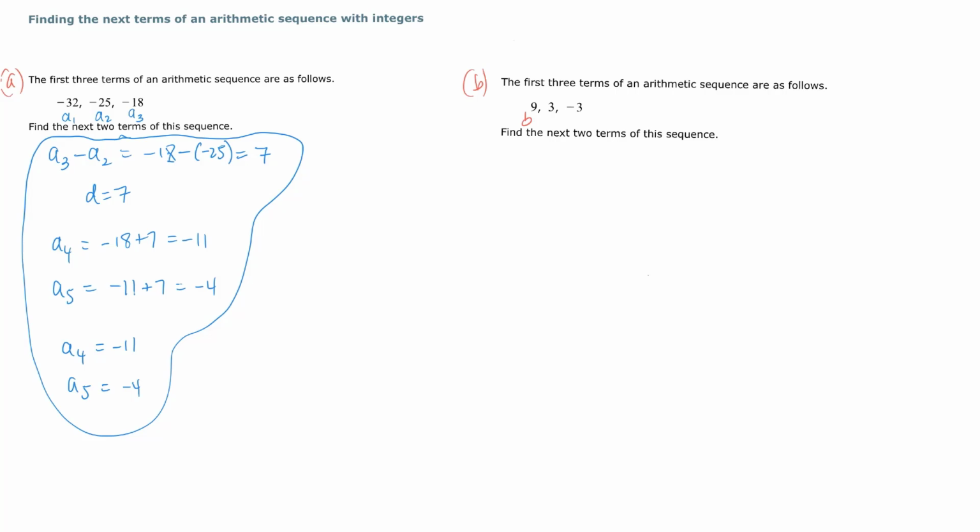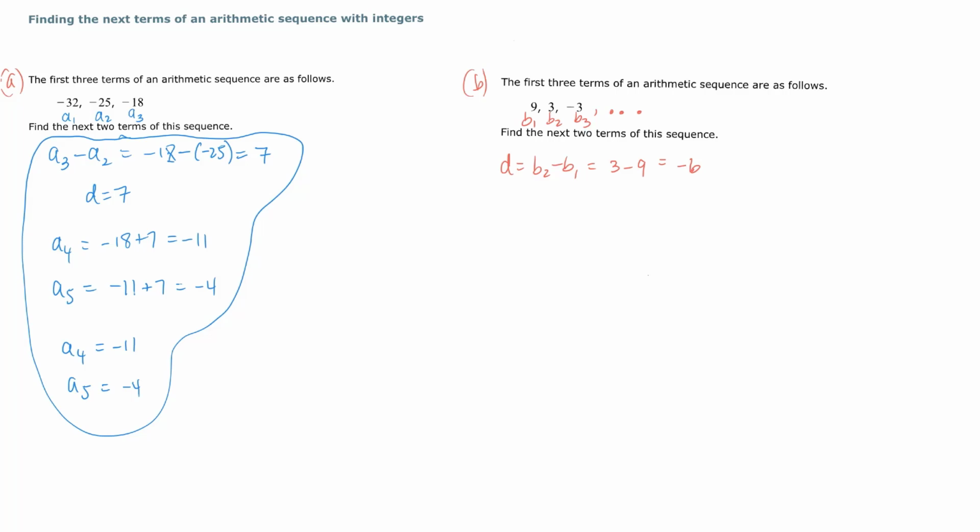I'm going to call this B sub 1, B sub 2, B sub 3, and of course you're trying to find the next 2 terms. Let's look for D. D is B sub 2 minus B sub 1, which equals 3 minus 9. This time it is negative 6.